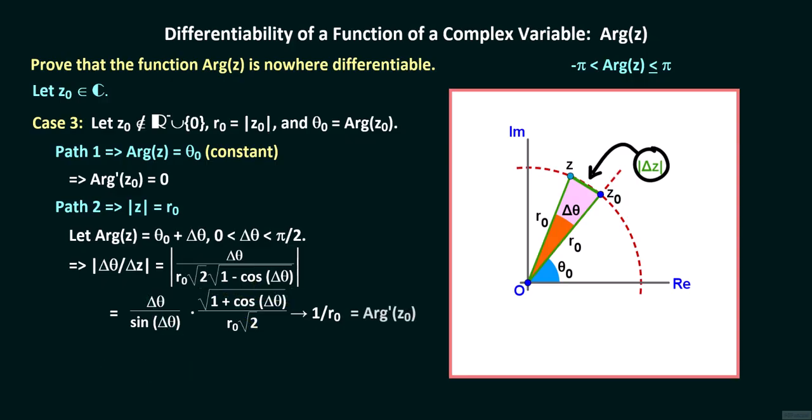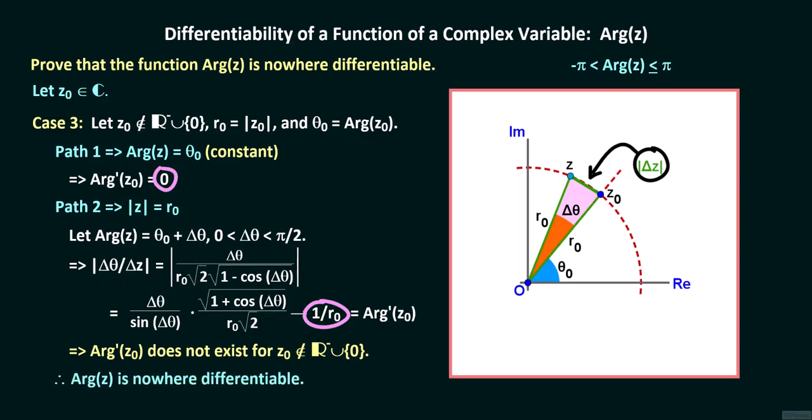So the principal argument prime of z sub 0 equals 1 over r sub 0 along path number 2. This is not equal to the value 0 for the derivative along path number 1. So the derivative of the principal argument function does not exist for z sub 0 for case 3. Therefore, combining the results from the three cases, the principal argument function is nowhere differentiable.